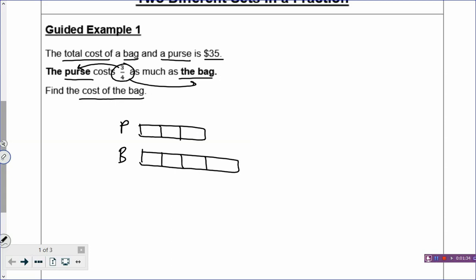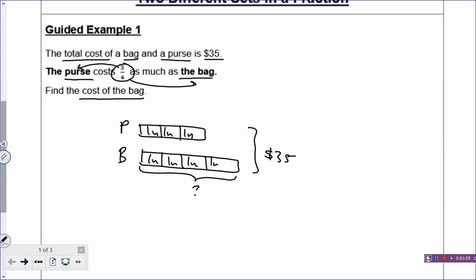And then the total cost of the bag and the purse is $35, and you're asked to find the cost of the bag. So your model drawing will have a question mark. And once you know that there's nothing else to draw or nothing else to cut, you indicate 1 unit into the boxes. And that is how you draw out the problem.